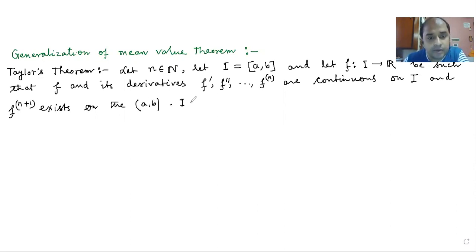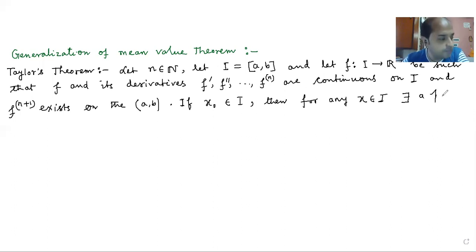If x naught be any point of the interval I, then for any arbitrary x belonging to I, there exists a point C between x naught and x such that we have the following expression.